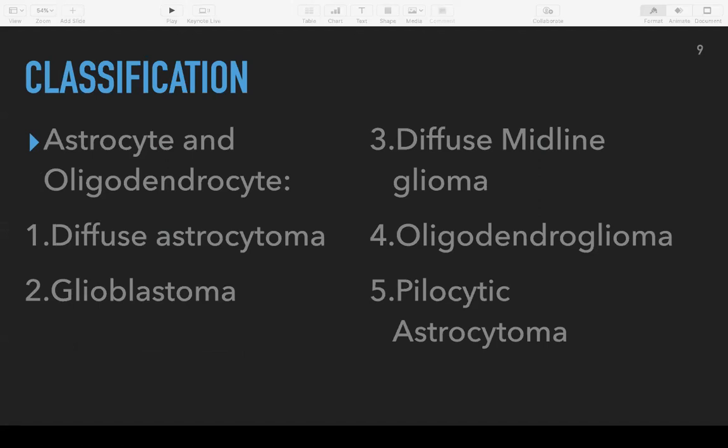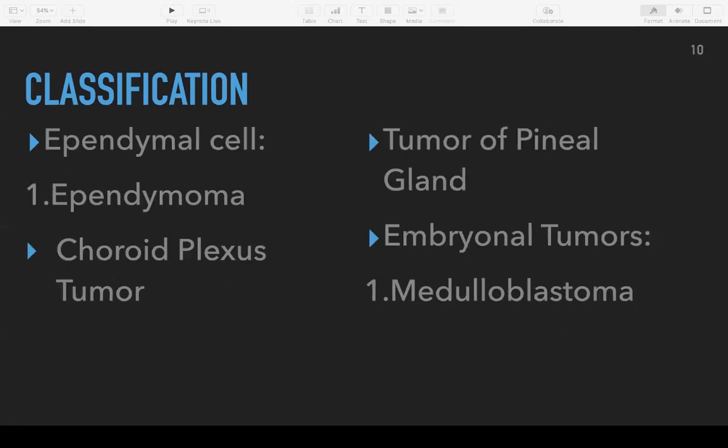So from astrocyte and oligodendrocyte, we saw diffuse astrocytoma, glioblastoma, diffuse midline glioma, oligodendroglioma, and pilocytic astrocytoma. And from ependymal cell, we see ependymoma, choroid plexus tumors, and pineal gland tumor are common. Also, we see them a lot in our clinical practice. And from embryonal tumor, one of the most common tumors that I would like you to know is medulloblastoma.